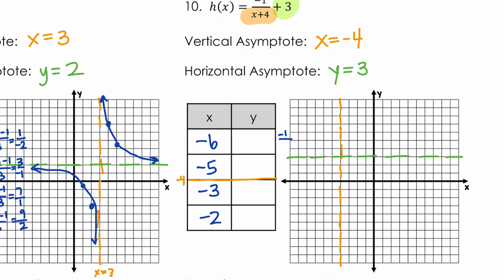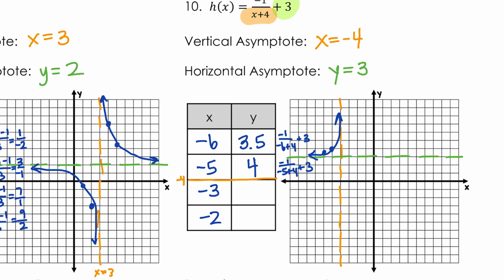So I have -1 over -6 plus 4, and then plus 3. So I have -1 over -2. So that's 1/2 plus 3. So it's 3.5. Okay, plugging in -5, I have -5 plus 4, so that's -1 over -1, that's +1, plus 3 is 4. And if I go ahead and plot those points, I'm kind of running into it here, but -6, 3.5, and -5, 4. And so my branch is going to be up here, staying close to my asymptotes, but not crossing over.